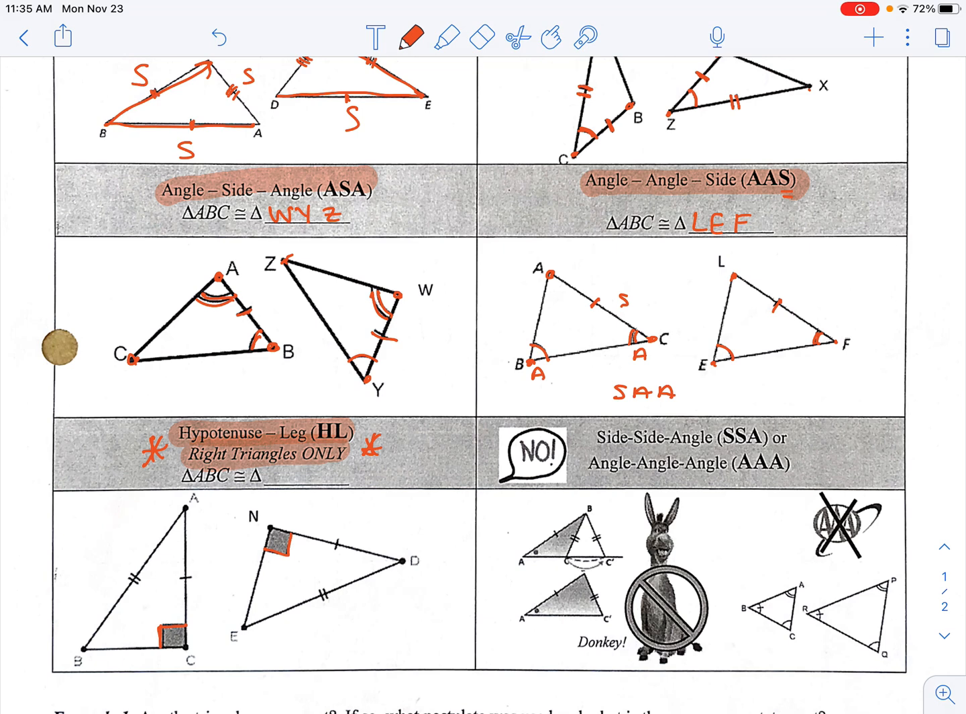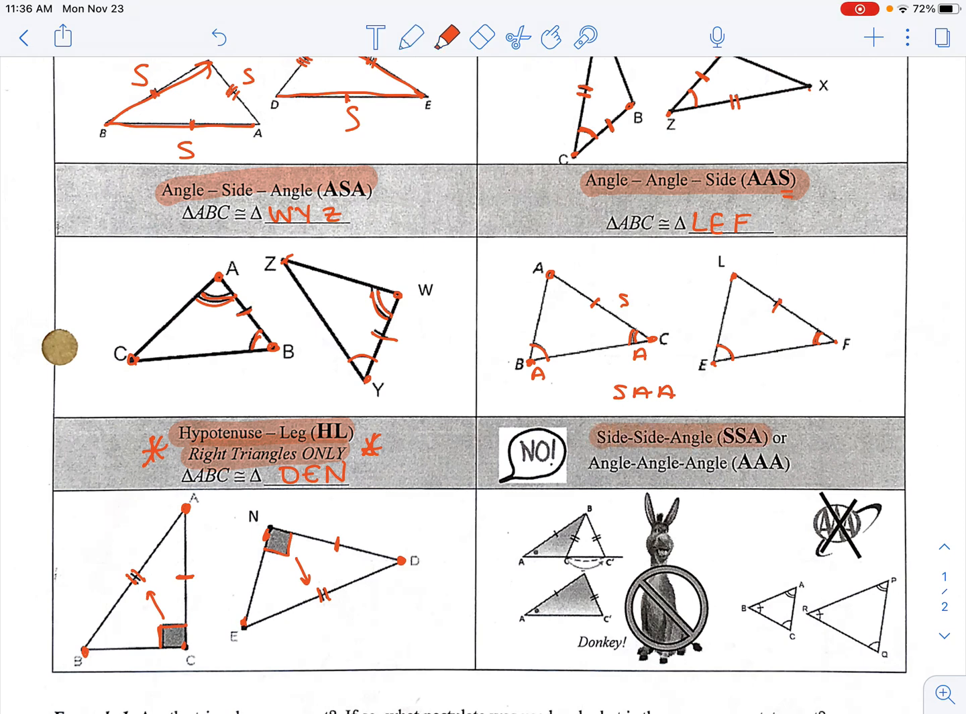So I notice both of these are right triangles because they have those 90 degrees. They give us the hypotenuse, which is the side opposite of that right angle, and they give us one of the legs, just one other side of that triangle. So this triangle was named ABC. I would name the other one DEN.